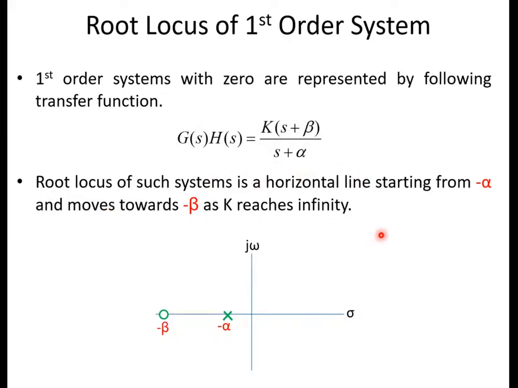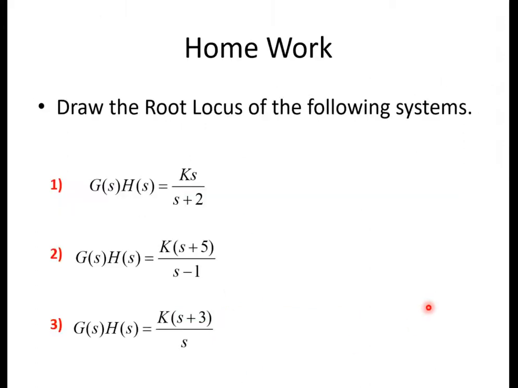So the root locus of such systems is a horizontal line starting from minus alpha and moving towards minus beta as K reaches infinity. And these things you can do as homework, as I told you before. So you have to work them out, because you are going to write the exam.